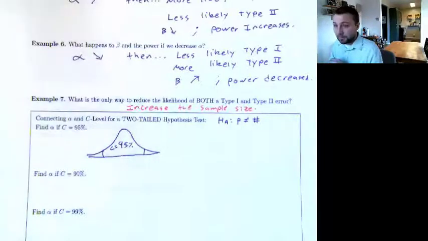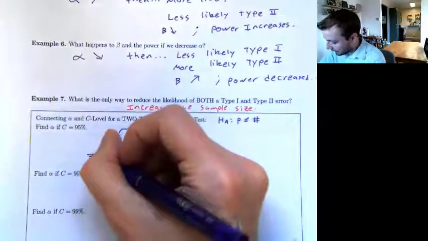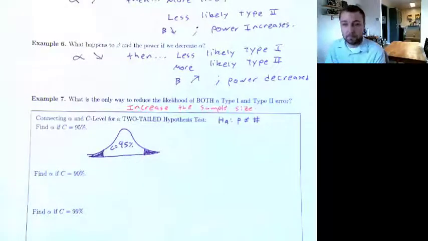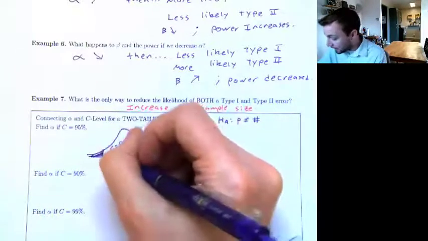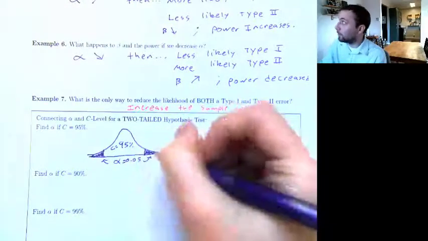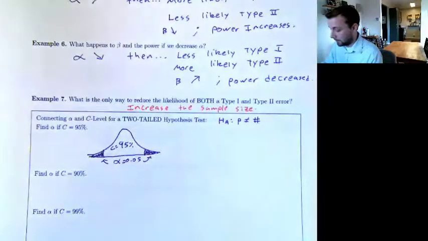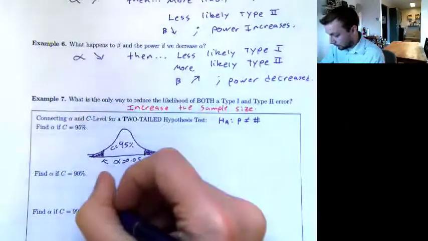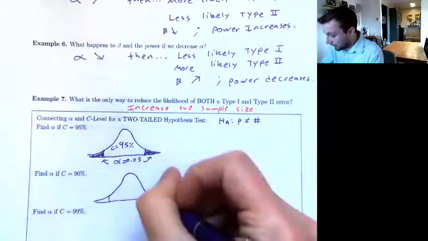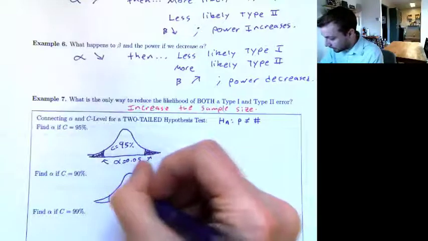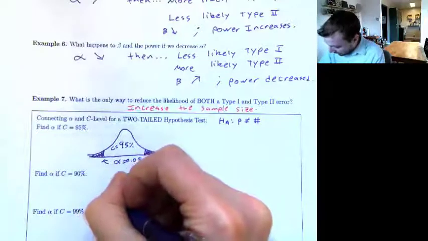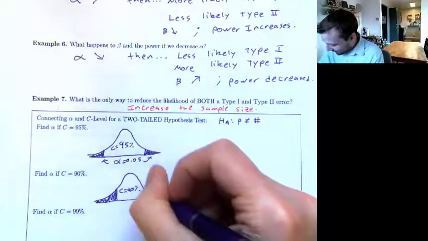This is a two-tailed test, so I'm shading in my two tails. If I have 95% in the center, that leaves me with 5% for both of my tails. Let's do another one with a confidence level of 90%. I start with 90% in the center. These pictures are not to scale. I just drew 90% bigger than 95. I'm going to shade in my tails. I'm actually going to fix that as I shade in my tails.